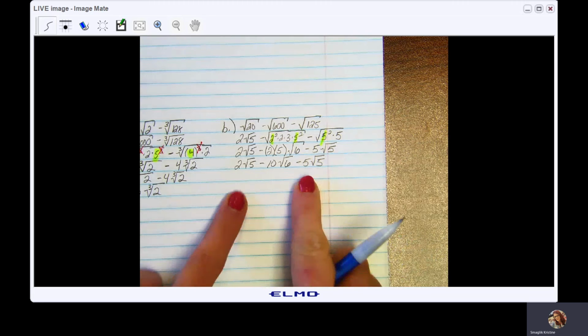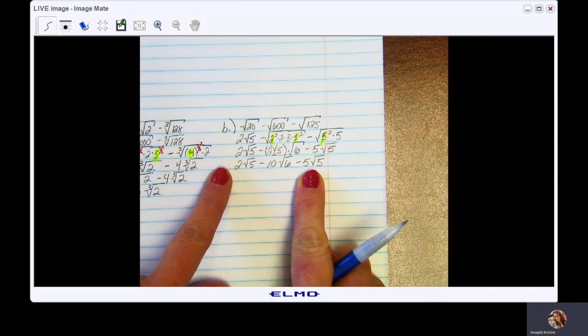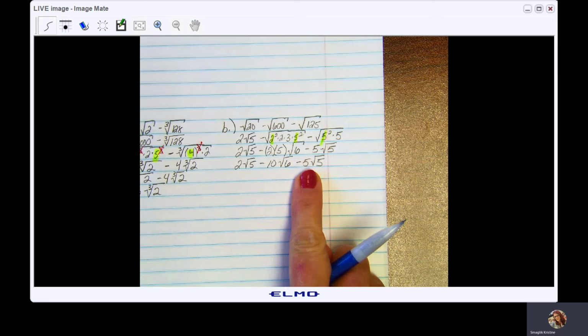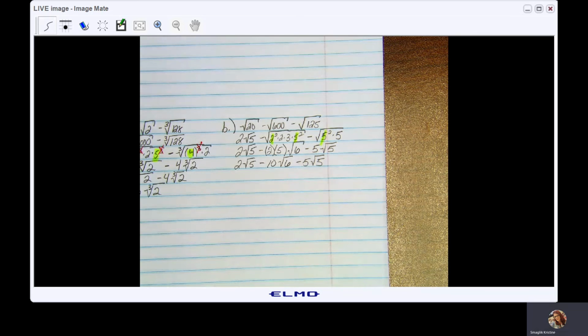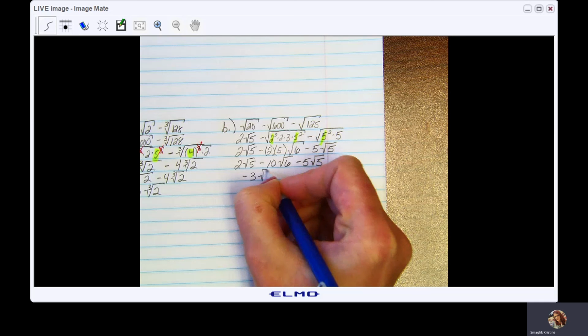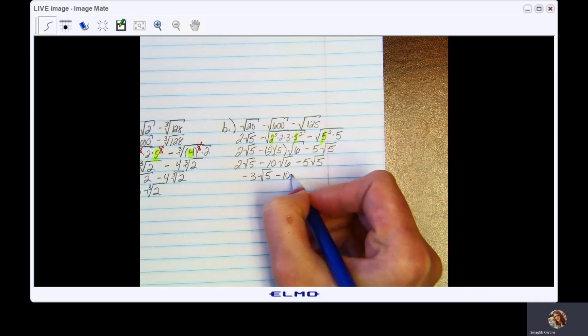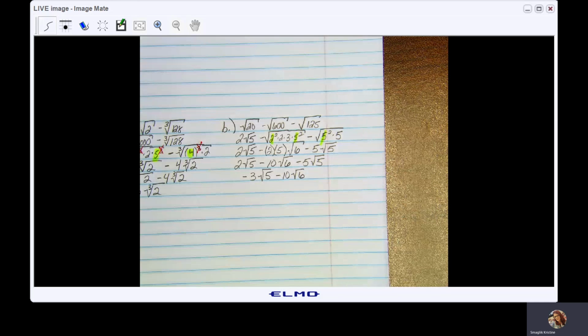So now notice these, my first term and my last term, are the only 2 terms I can combine. They have the same index and the same radicand. So 2 minus 5 is a negative 3. So this is going to be negative 3 times the square root of 5 and minus 10 times the square root of 6.